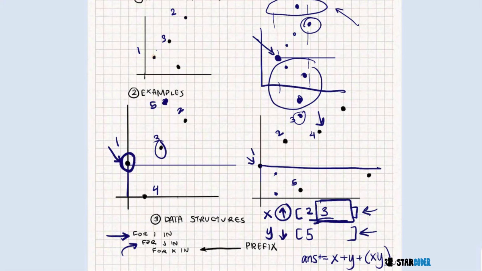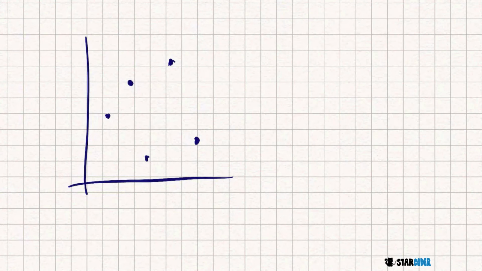But what actually happens if I were to literally loop through every time and count the number of points that are taller and the number of points that are lower is we're definitely going to time out. So what we're going to do instead is we're going to use prefix sum. The way we're going to use prefix sum is we're not going to use a two-dimensional prefix sum, but a list of one-dimensional prefix sums.